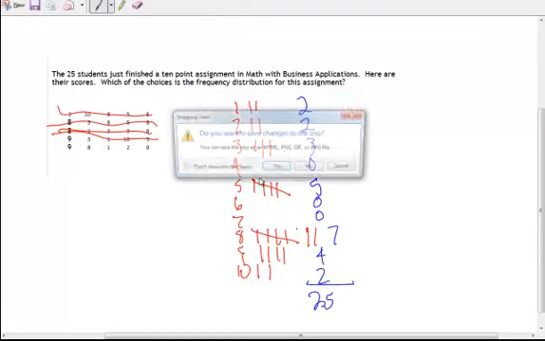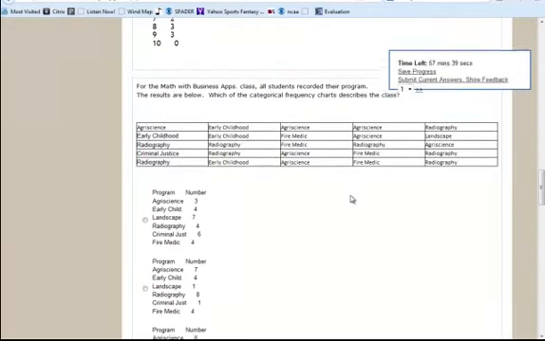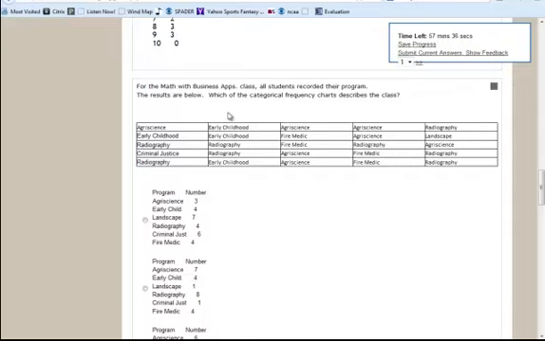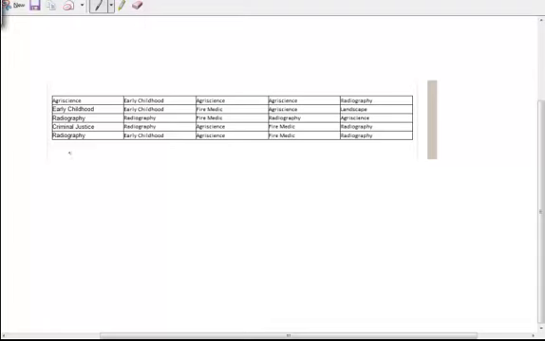Next, we've got a categorical frequency distribution, so make sure you list the different categories. And then just fill in how many of each different thing there are. The first row is done.